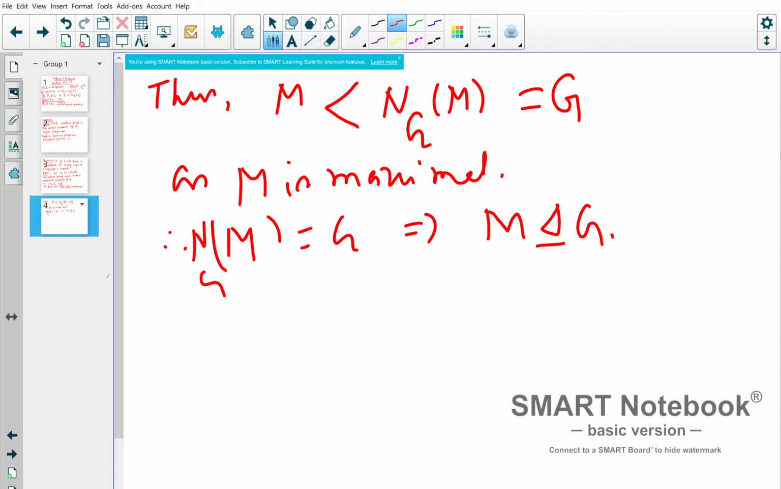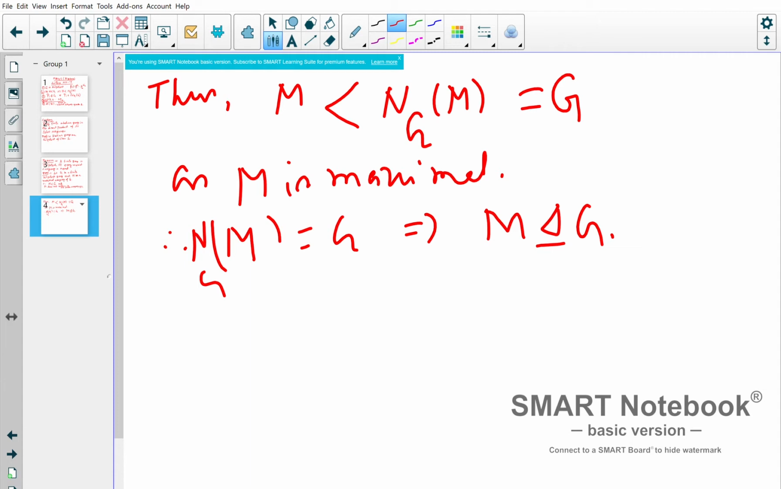So this part is almost obvious. Now we need to prove that the converse is also true. The converse is the most important part. Suppose you have a finite group and you know that every maximal subgroup is normal, then the group must be nilpotent. Okay. Now how do we prove this kind of statement?